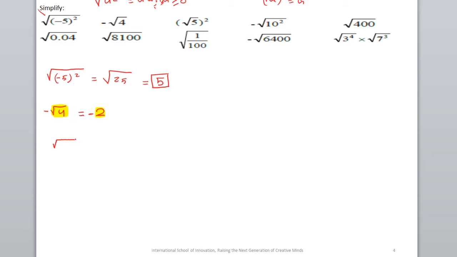Radical 5, all squared. Follow this rule, so it's equal to 5. Easy. Negative radical 10 squared. Look at this: radical 10 squared is the same as radical a squared, so it's equal to a. I keep the negative outside, and 10 is the a, so 10 only. I hope it's clear.